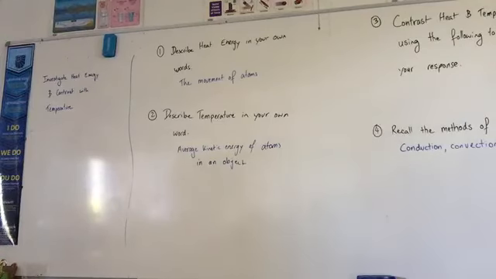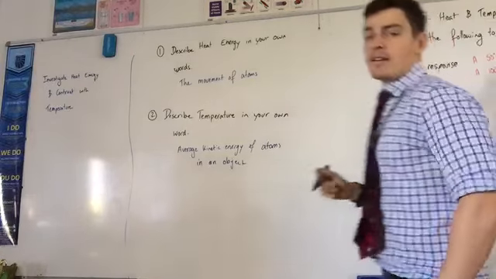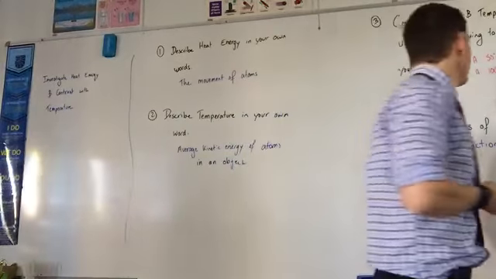Contrast heat and temperature using the following to support your response. And the following would be a 50 degrees Celsius, 400 litre bathtub. It's a big bathtub, it's a dream, that one. And a 100 degrees Celsius, 250 ml cup of coffee or water. Doesn't matter. So which one has more of the other?